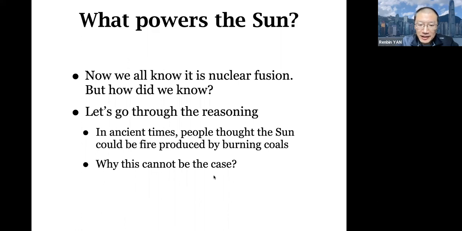In the old times, people thought maybe the sun is just burning coal. At that time humans could produce fire on Earth by burning wood, and later on, when we found coal, we found it was very good, and we could burn coal to produce fire. And then we saw the sun is a really bright thing in the sky. It's probably a big fireball, and maybe it is just burning coal. Why couldn't this assumption be correct? Why isn't burning coal a possible energy source for the sun?